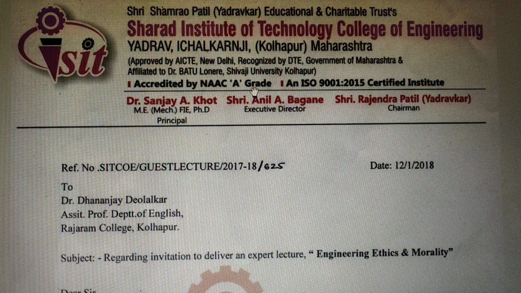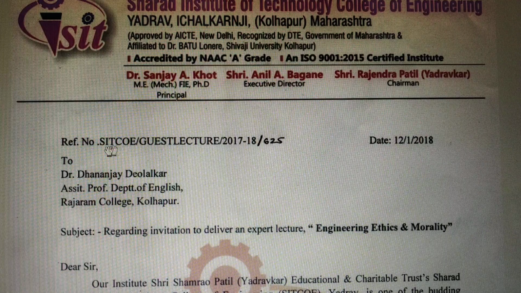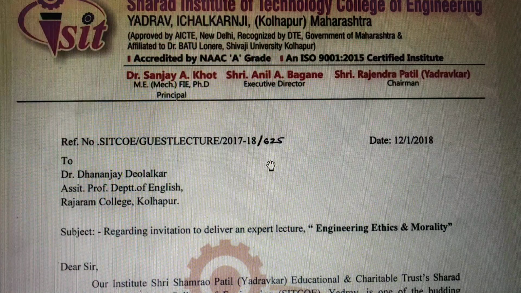Without a letterhead, your letter will not be considered a legal one. One more element is required to make it legal. See the reference number: SIT COE guest lectures 2017-18, and the letter number of that year is 625. This number is important. It makes us feel that this is a legal one, and this number is there in the outward register. If you go to that college and want to find out whether it is wrong or right, you can say that the date is 12/1/2018 and the number of the letter is 625. You will get this letter immediately.